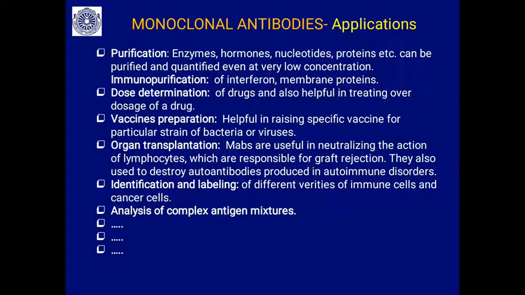We can develop vaccines. They are helpful in raising specific vaccines for a particular strain of bacteria or viruses. Then organ transplantation: monoclonal antibodies are very useful in neutralizing the action of lymphocytes, which are responsible for transplant rejections or graft rejections. They are also used to destroy autoantibodies produced during autoimmune disorders. They are also used for labeling particular immune cells or cancer cells, and for the analysis of complex antigen mixtures to isolate and purify. There are a number of other applications you can find.